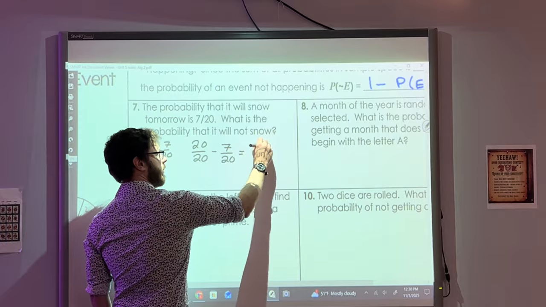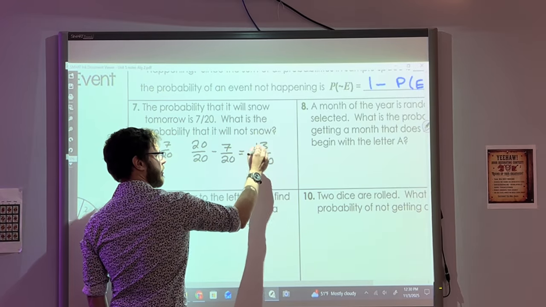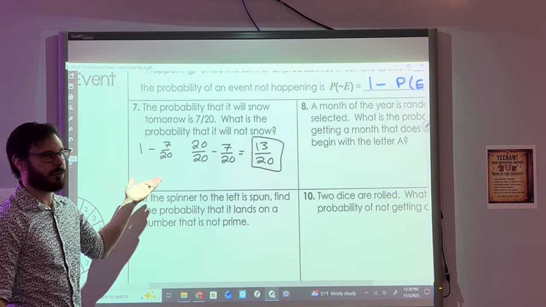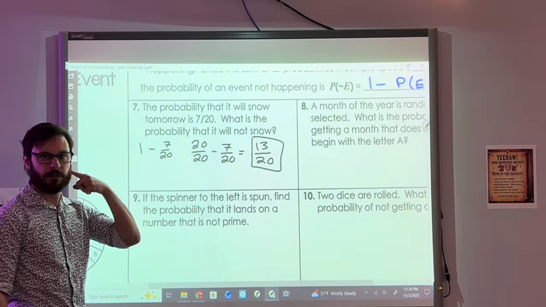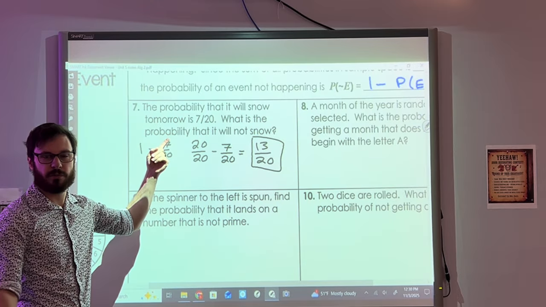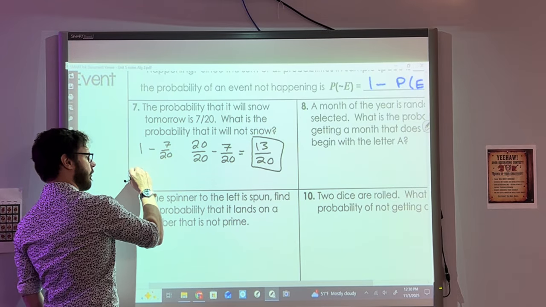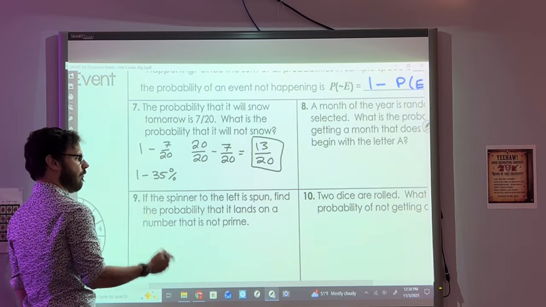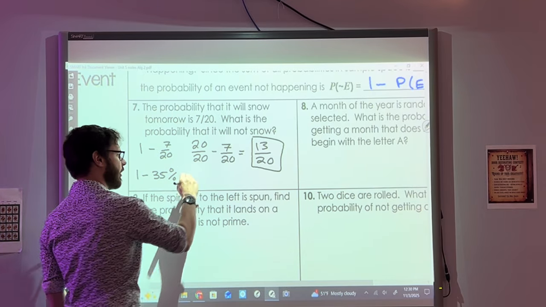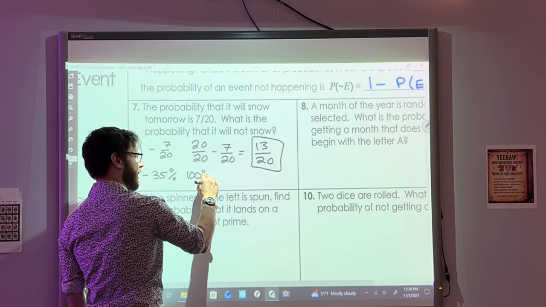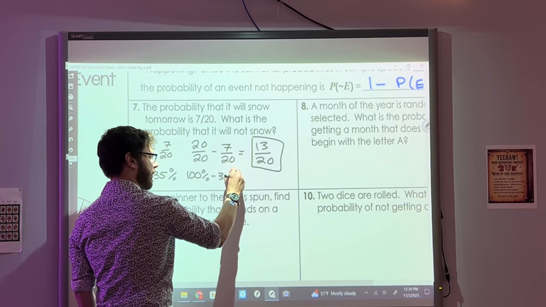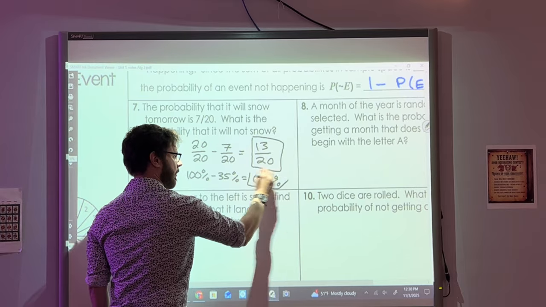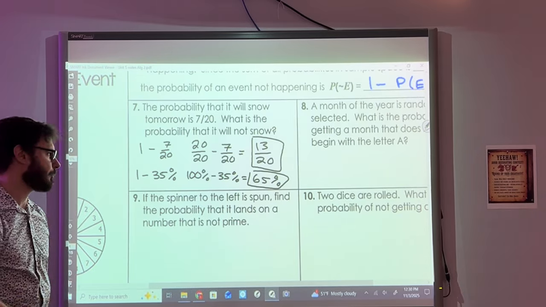Gives you 13 out of 20, which is also 65%. So you also could have looked at this and said, okay, well 7 out of 20, like I did, and I just know that's 35%. You could have said 1 minus 35%. Well, 1 in percent is 100. So 100% minus 35% equals 65. And those are equivalent things.